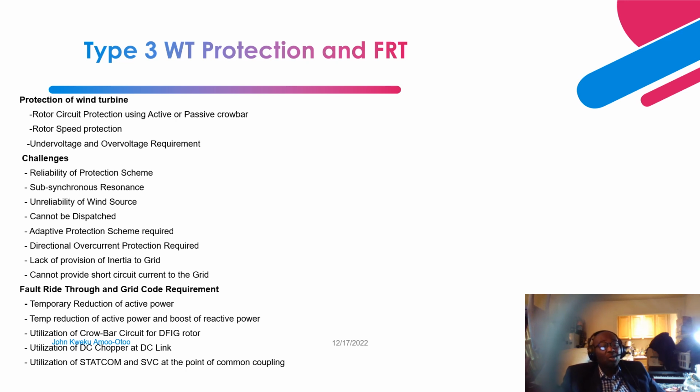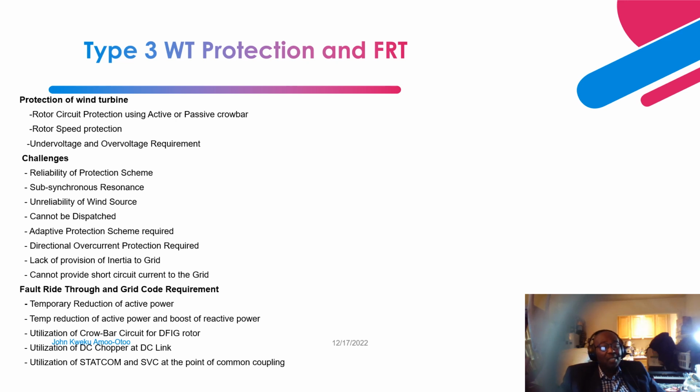You can also utilize the crowbar circuit for the doubly-fed induction generator. I think I did discuss that when you have a fault and there's a high current flowing through your rotor current, you want to prevent damage to that rotor. So basically, you short circuit the rotor winding through the crowbar circuit.